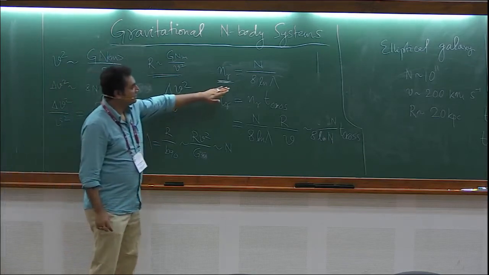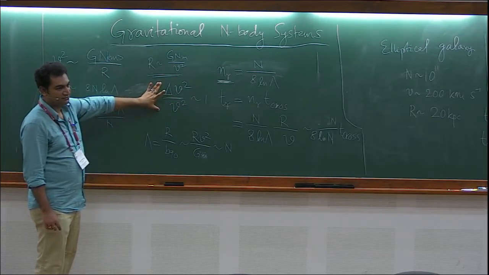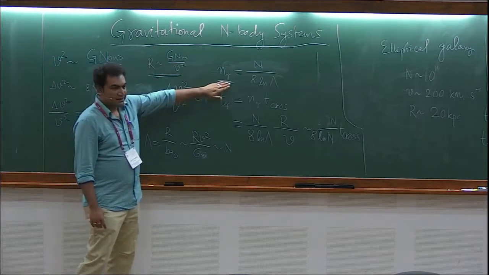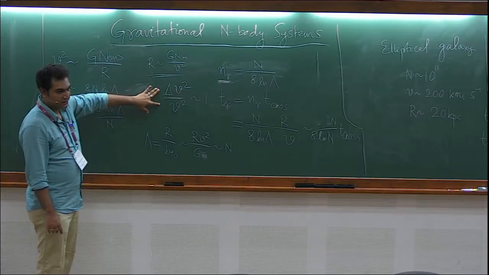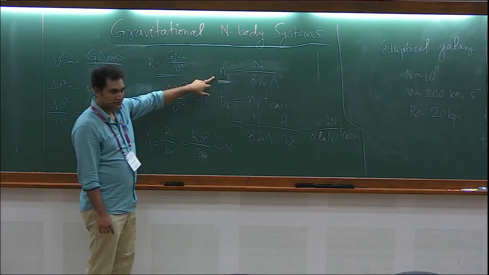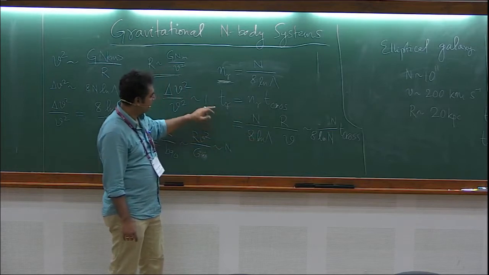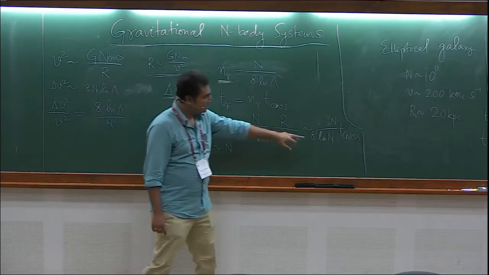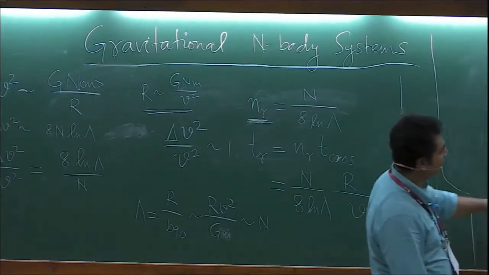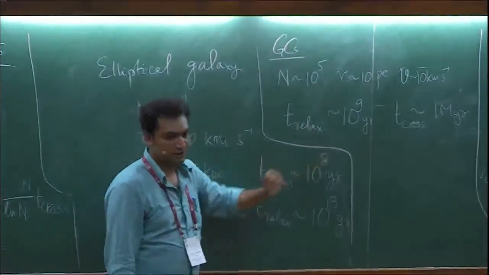Yes. So NR is the number of crossings it takes to get an order one change in its value. Yeah, sorry. Confusing you. So this is the number of crossings it takes to get an order one change in velocity. And the time it takes to do NR crossings is NR times t cross. From that, it follows that relaxation time is related to the crossing time just as a function of the N. And for typical N, galaxies are not relaxed, and globular clusters are relaxed.